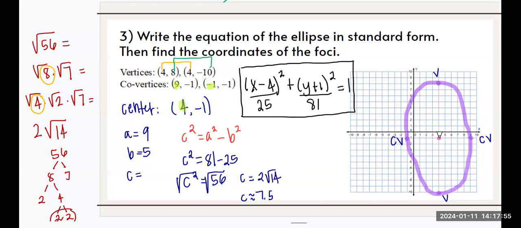All right, let's look at where these would be on the graph. So we're going to go up and down about 7.5, 7.5. So right in here is 1, and then down. And there's the other one. Okay, we are going to find those coordinates.